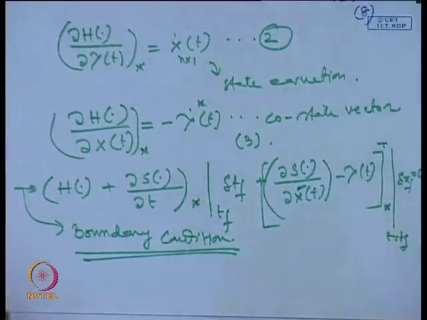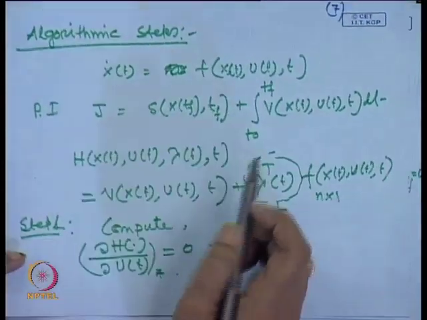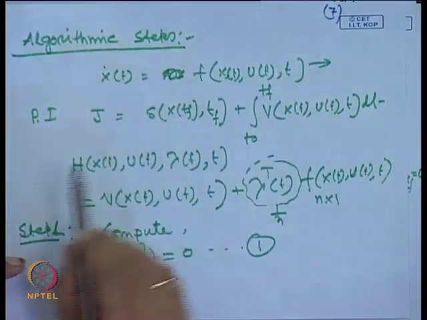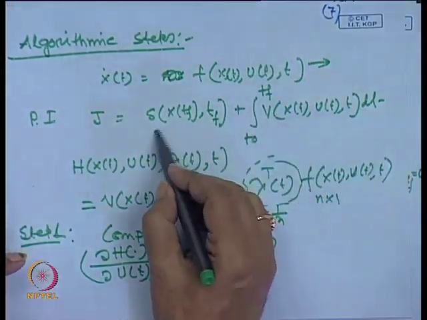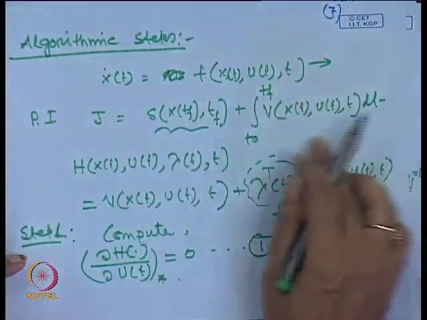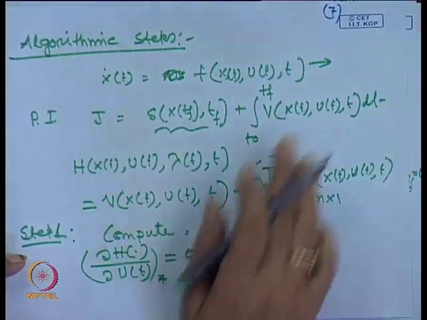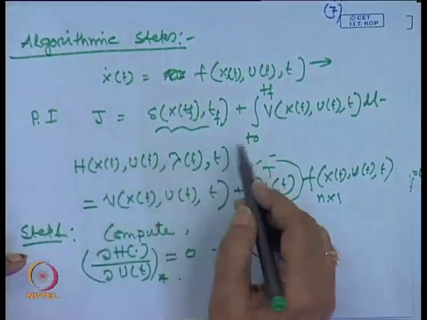So, if we just recall once again, given the plant dynamics x dot is equal to f of x, our performance index is this way: this is the terminal cost and this is the integrand part of what is called the cost function. Then our first step is to find the Hamiltonian function.